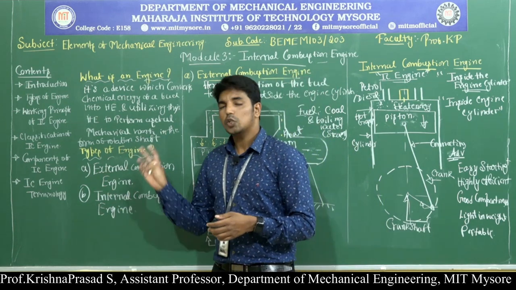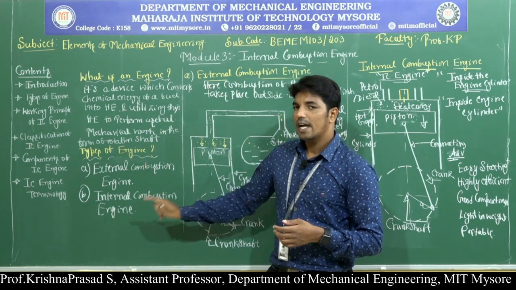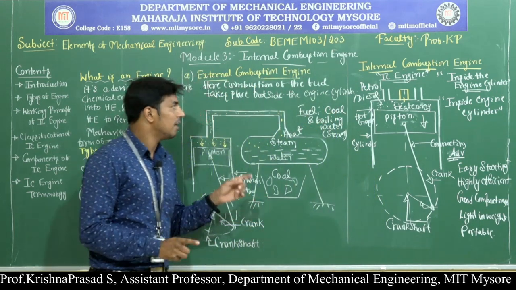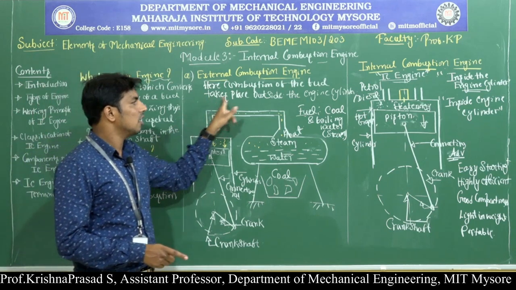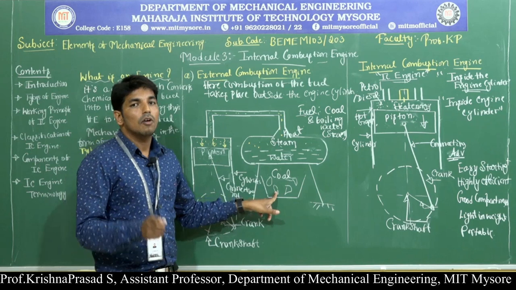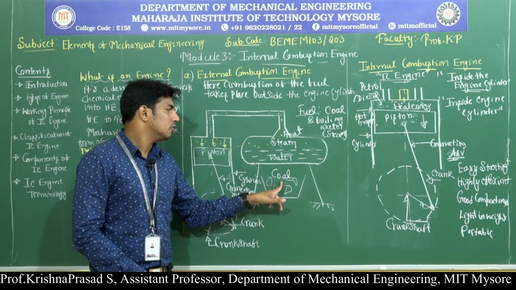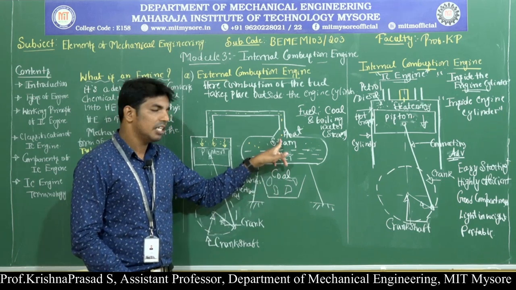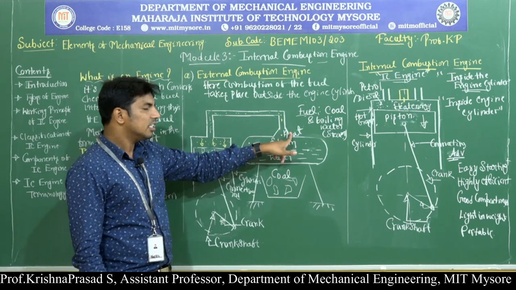Then there are two types of engine: one is called the external combustion engine, the other is called the internal combustion engine. What is meant by the external combustion engine? Here the combustion of the fuel takes place outside the engine cylinder. Observe here, combustion of the fuel takes place outside the engine cylinder. The coal is used to heat the water and convert it into steam. The energy available in the steam is called heat energy.